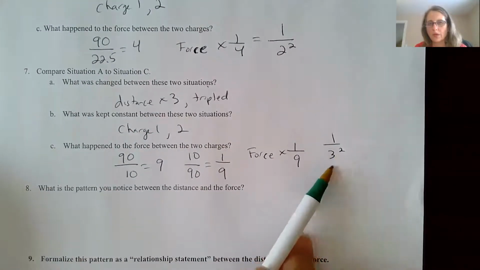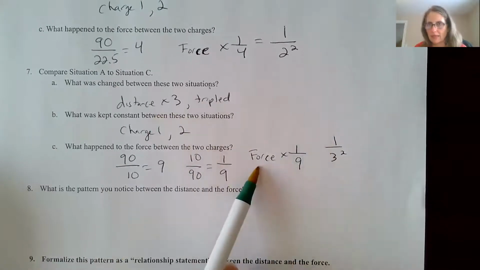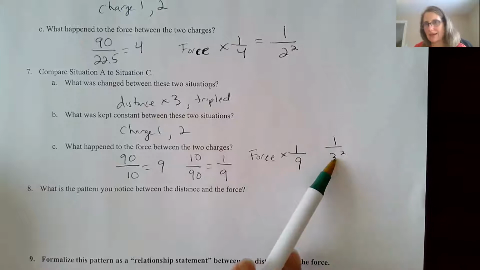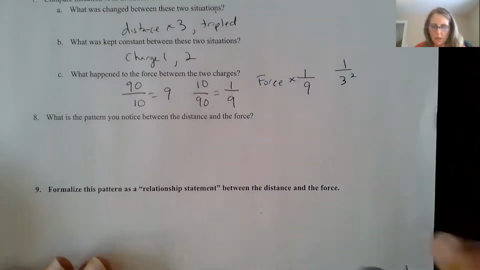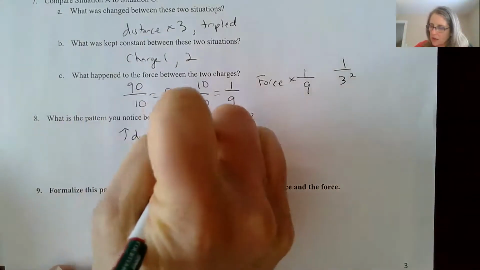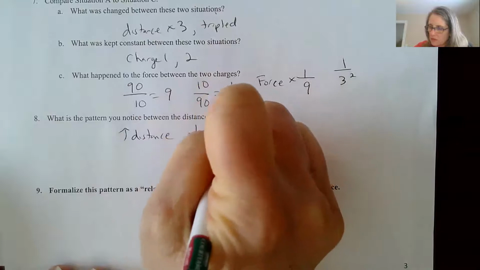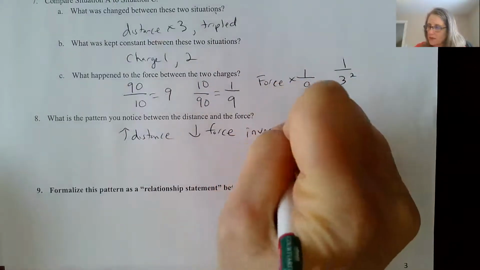So I'm always squaring what I'm doing to distance, and I'm taking the inverse of it and multiplying by it. Or you could say you're dividing by that number, whatever makes sense to you. So what is the pattern you notice? As I increase distance, force decreases. So this is what we call an inverse relationship.